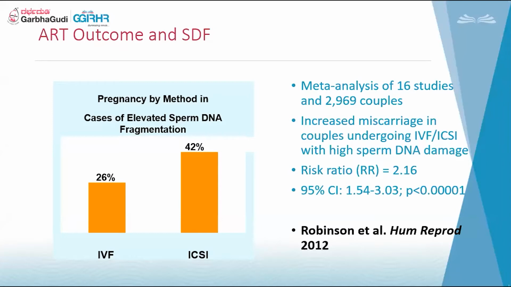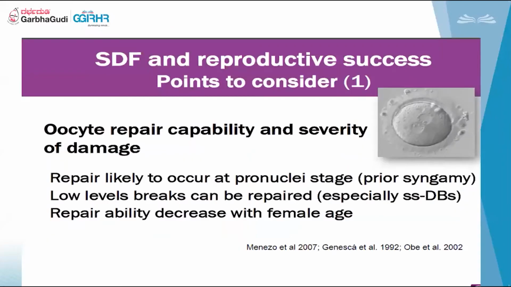Okay, next, coming to this. Next, in this patient, oocyte repair capability and severity of damage. So the oocyte has its own repair mechanism. Okay, mitochondria, everything plays into the picture. So repair occurs at the pronuclear stage, that is before the syngamy. Low levels of breaks can be repaired, especially single strand breaks. Okay, and repair ability decreases with female age. As the age increases, this repair ability decreases in the oocyte.